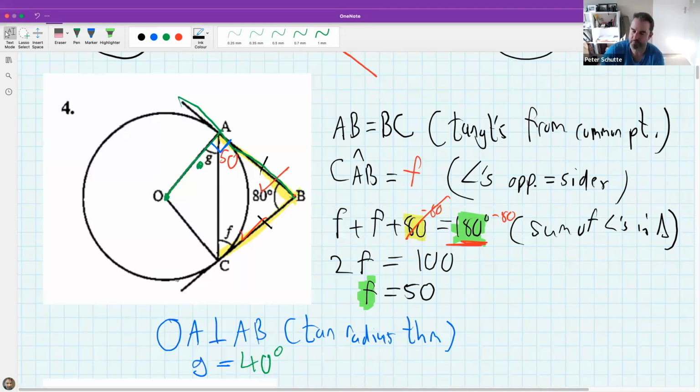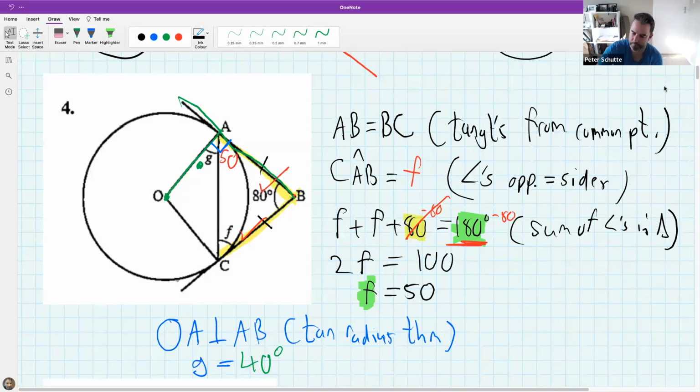What is your question? Hi, sir. It's not a question, sir. Okay. So in the brackets, you say tan radius. What does it say after that? Oh, THM. Sorry, it's a shortening for theorem, like THM.